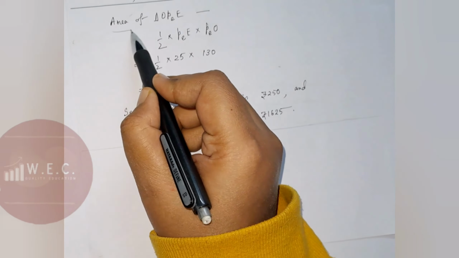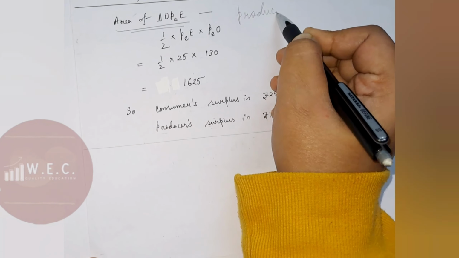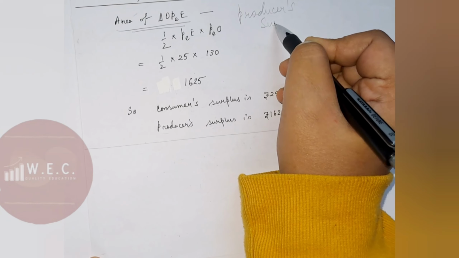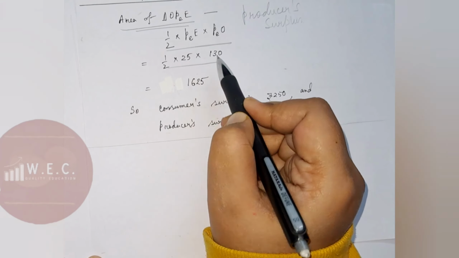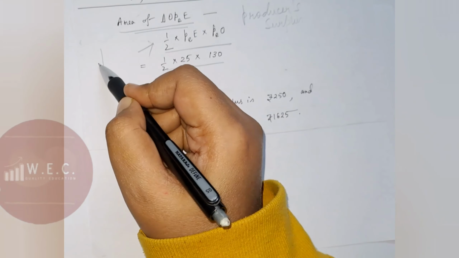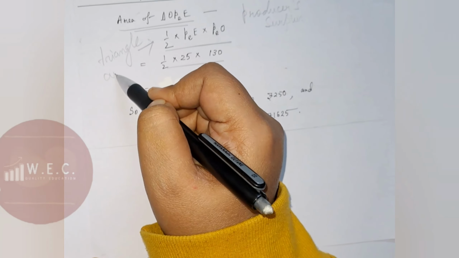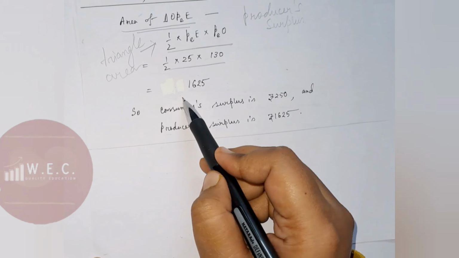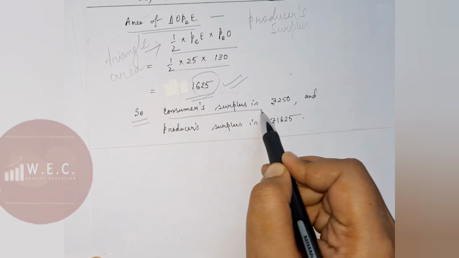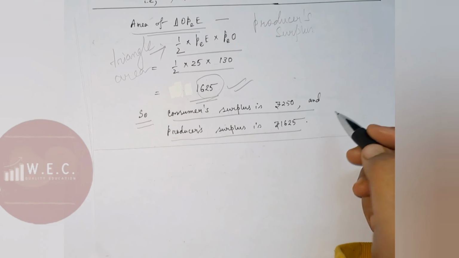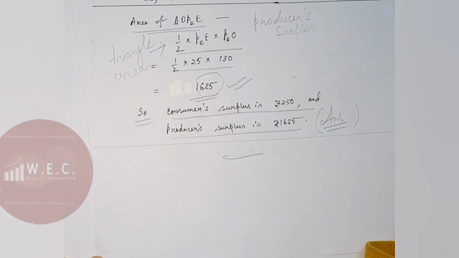On the other hand, the producer surplus, that is the area of triangle OPEE, is 1625 rupees. So consumer surplus is 250 rupees and producer surplus is 1625 rupees. So that is the answer of this question. Thank you.